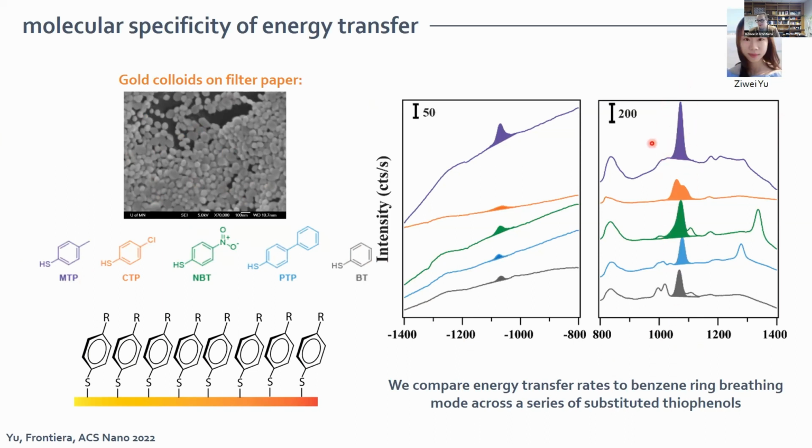Here on the Stokes side, we can see this is the benzene ring breathing mode of all of these different molecules. We can look on the anti-Stokes side, and you can see immediately that even though these are approximately the same frequency modes, the intensity of the anti-Stokes signal that we see is quite different. Okay, so this is some hint that there are differences in this energy transfer depending on this molecular identity.